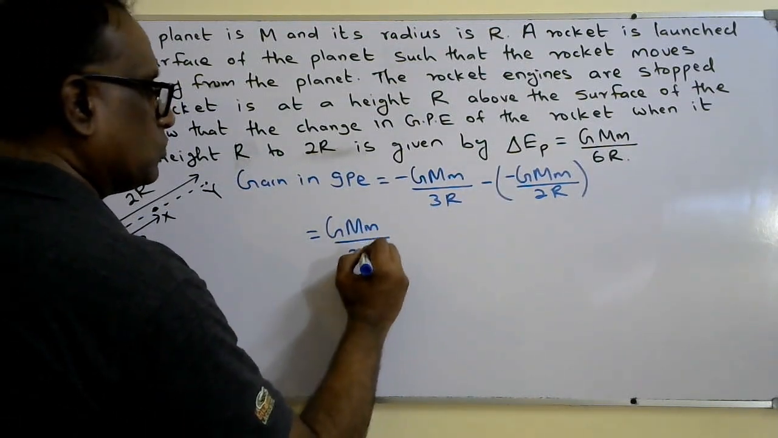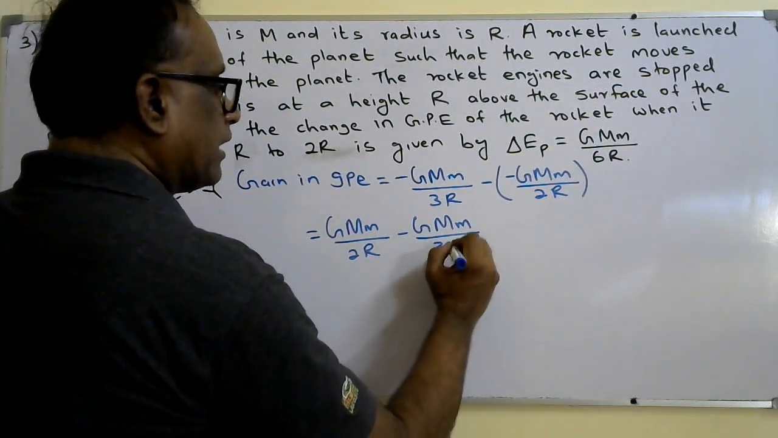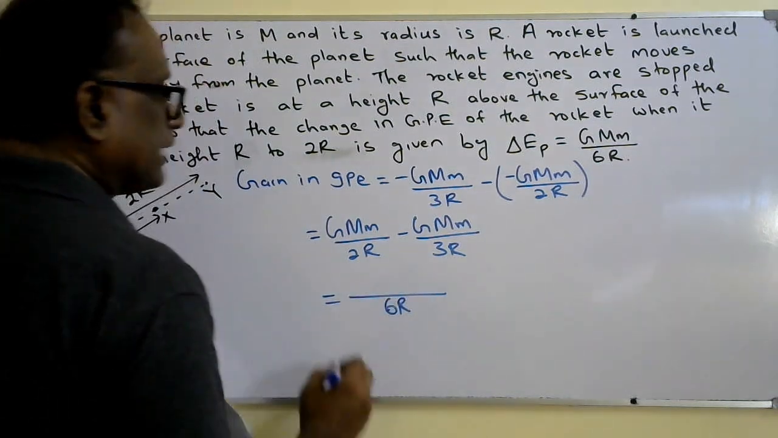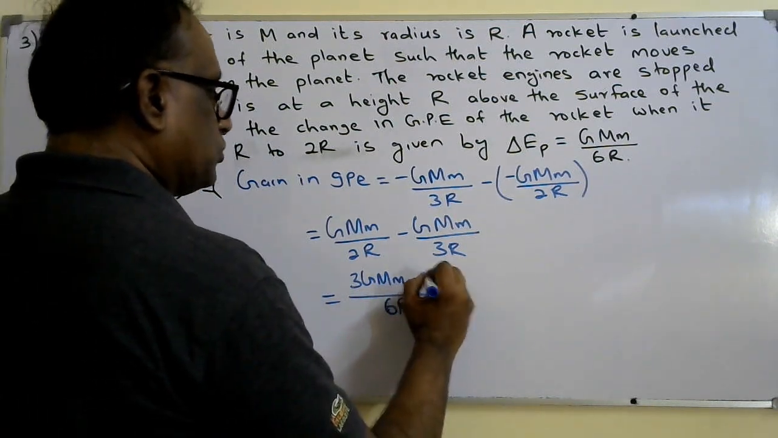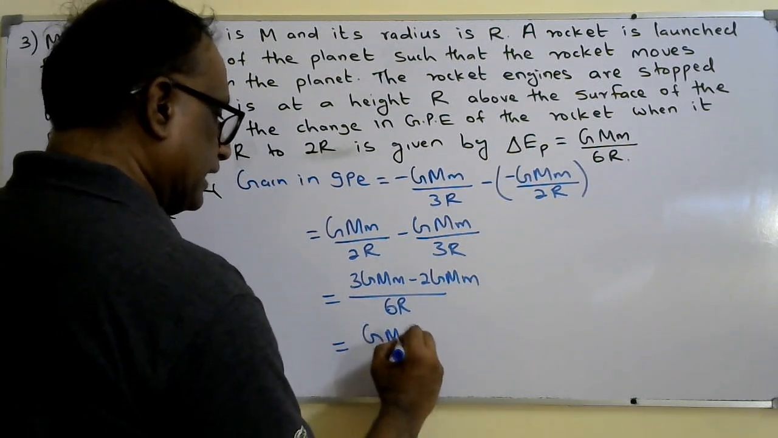LCM is 6R. So that's going to be 3GMm minus 2GMm. So that will be GMm over 6R. That's the change, or increase, in gravitational potential energy.